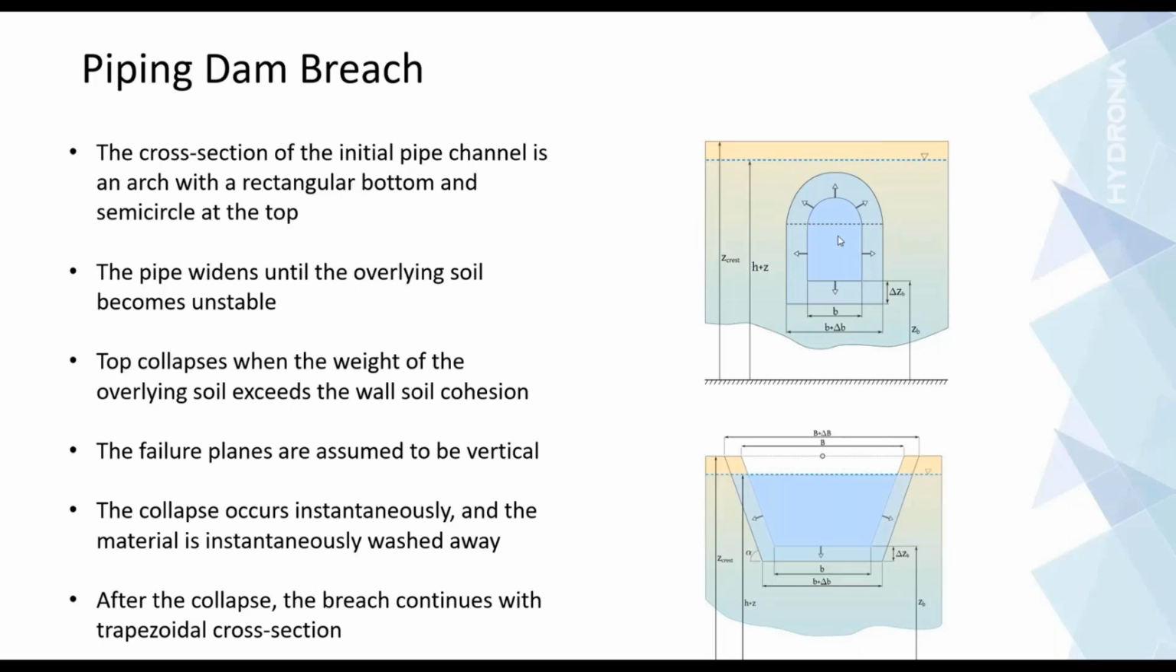So the assumptions that we make to implement this in the RiverFlow2D model include the following. First, the cross-section of the initial pipe channel is assumed to be an arc, like you see here, with a rectangular bottom. So initially, it can be as small as you want, but initially it is of this form. And as time progresses, it expands in all directions. So it goes deeper and to the sides as the erosion process occurs.